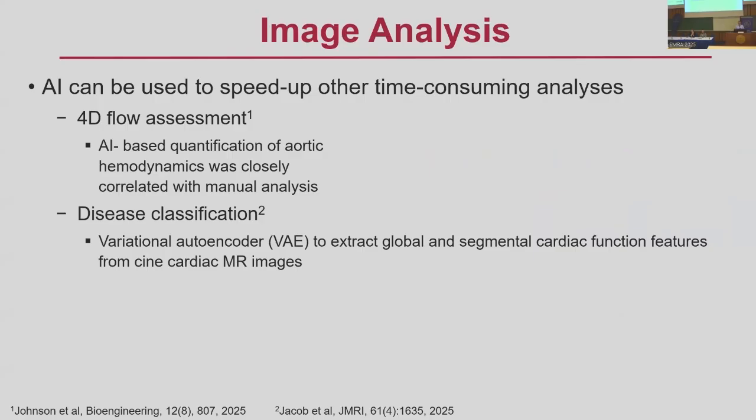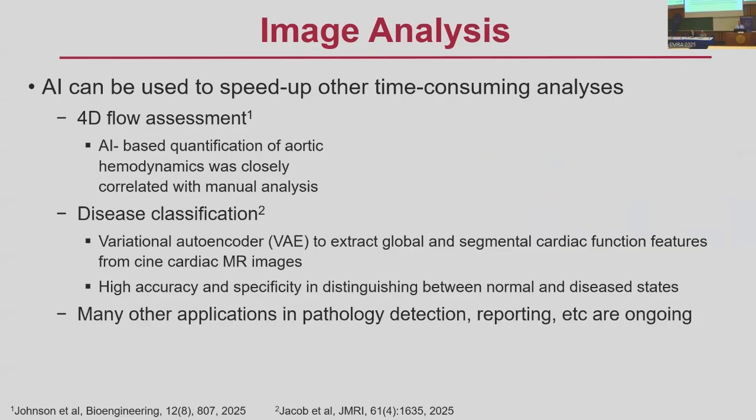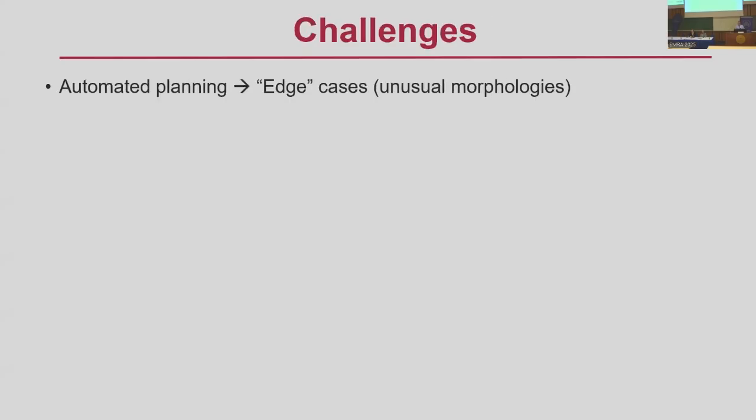Disease classification is something people are working on, and this is a recent study in JMRI, where they use some sort of autoencoder architecture to extract information from cardiac MR images, and were able to do some disease classification with high accuracy. There's a lot of work in pathology detection, and reporting is probably something that most people are interested in, and this is where the connection with foundation models and text-to-image models comes into play.